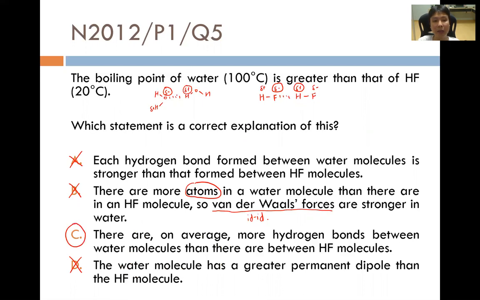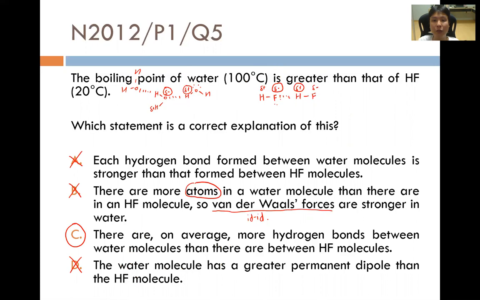So if you were to look at the water molecule, this hydrogen can form a hydrogen bond with another water molecule. On average, the water molecule has two hydrogens and one oxygen, and moreover, this oxygen has two lone pairs of electrons. So the number of hydrogen bonds that water can form between water molecules will be greater than that of the HF molecule, since HF only has one hydrogen, although it has another three lone pairs.